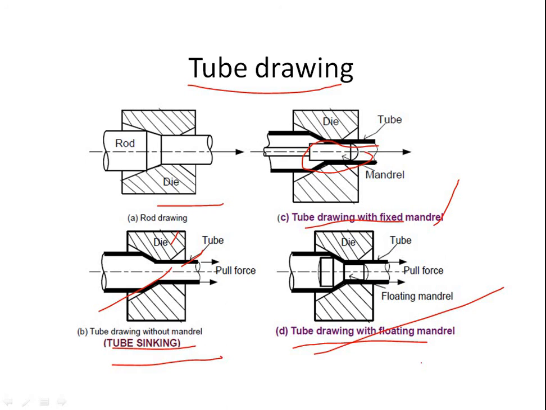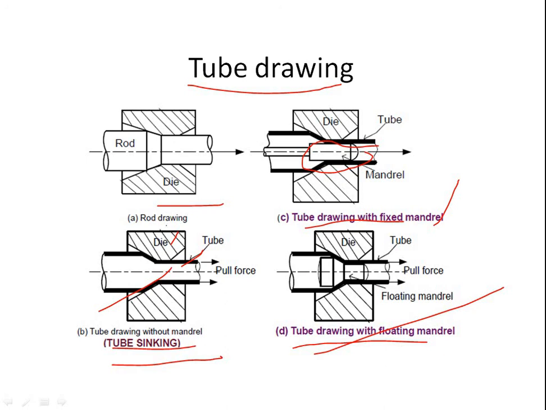The contour of the mandrel is such that it adjusts itself to the correct position while drawing, its contour designed to match the internal dimension of the drawing die. These are the things.